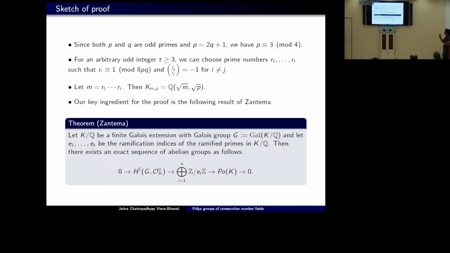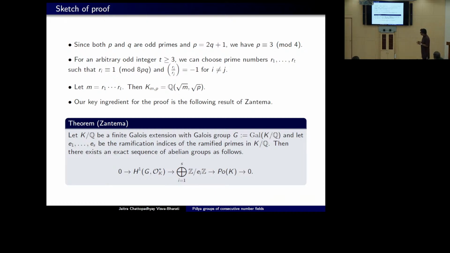So for any odd integer t, we first choose prime numbers r1, r2, ..., rt coming from this arithmetic progression 1 mod 8pq, and with the Legendre symbol condition (ri/rj) equal to minus 1. This can be done with the help of Dirichlet's theorem for primes in arithmetic progression and the Chinese remainder theorem. Now for this choice of r1, r2, ..., rt, let us denote the product of these integers by m, and then we call the biquadratic field K(m, p) to be Q(square root m, square root p). Now for this field, we apply this result of Xanten.